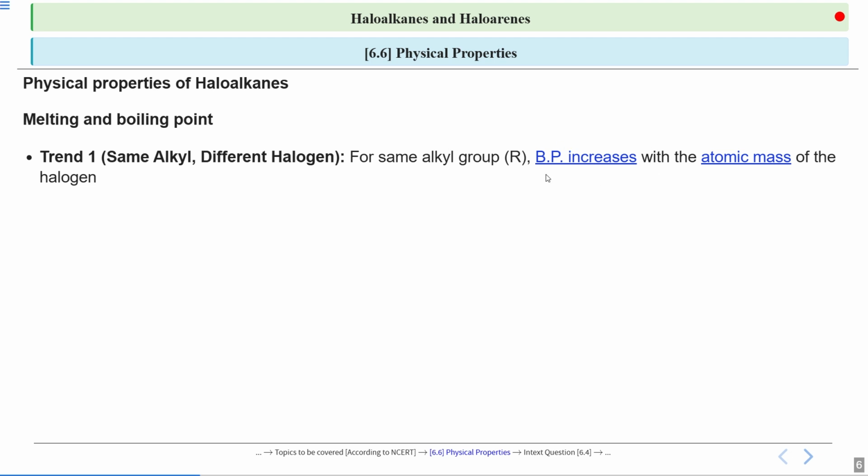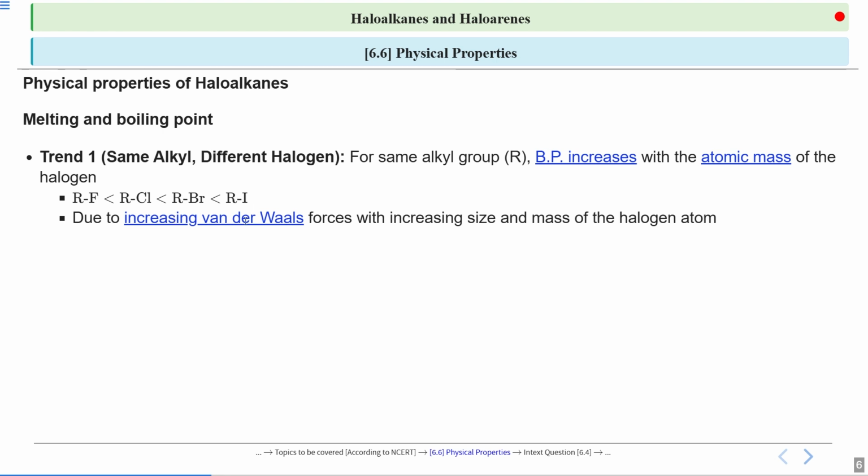If this is the case, then the boiling point will increase with the atomic mass of the halogen. As the greater atomic mass of halogen is attached to the same alkyl group, the boiling point will increase in that order. So trend 1 is that alkyl iodide has a greater boiling point than alkyl bromide, alkyl bromide has a greater boiling point than alkyl chloride, and alkyl chloride has a greater boiling point than alkyl fluoride, where the R group is the same but we are changing the halogens. As the atomic mass of the halogen increases down the group, the boiling point increases.